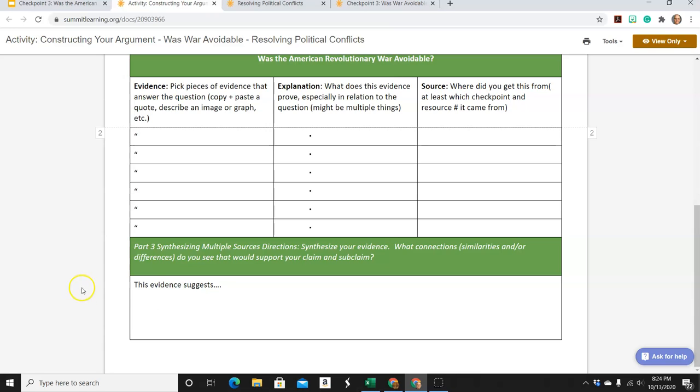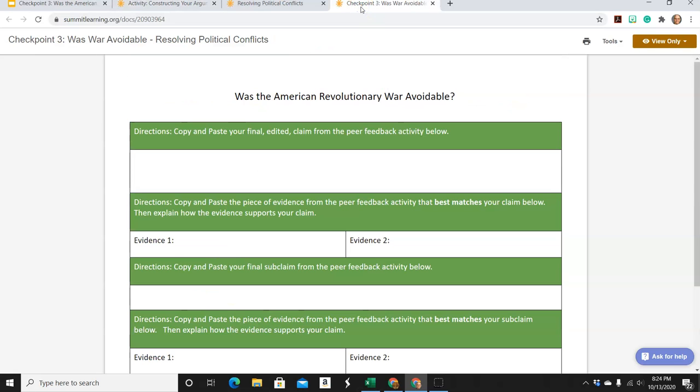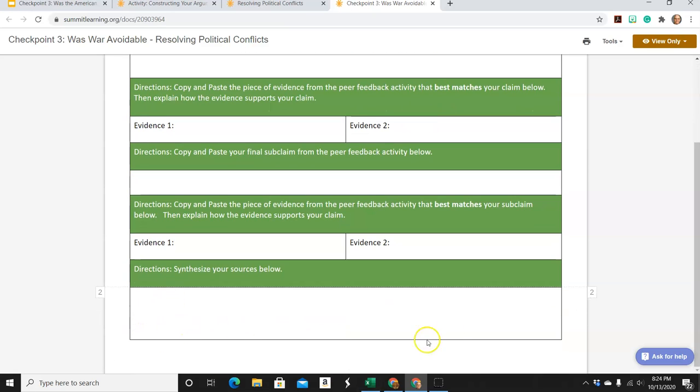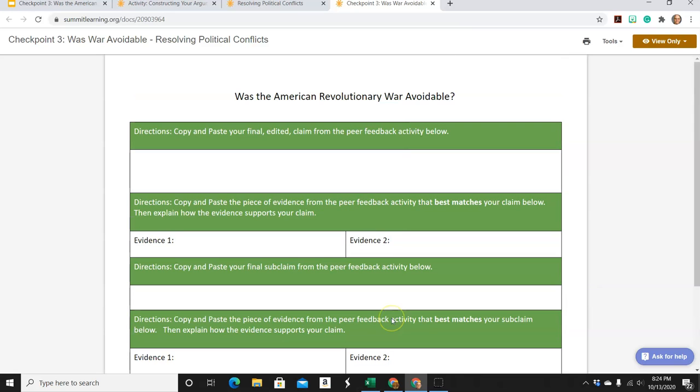Once you do that, copy and paste the paragraph that's in the bottom box. Go to your checkpoint 3 submission page. It's simply called, Was the American Revolution Avoidable? Copy and paste that paragraph at the bottom here. Then click submit for feedback and you're done.